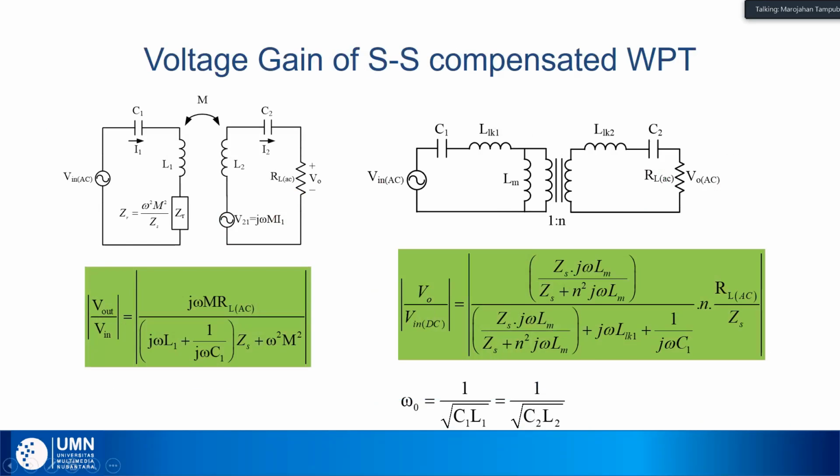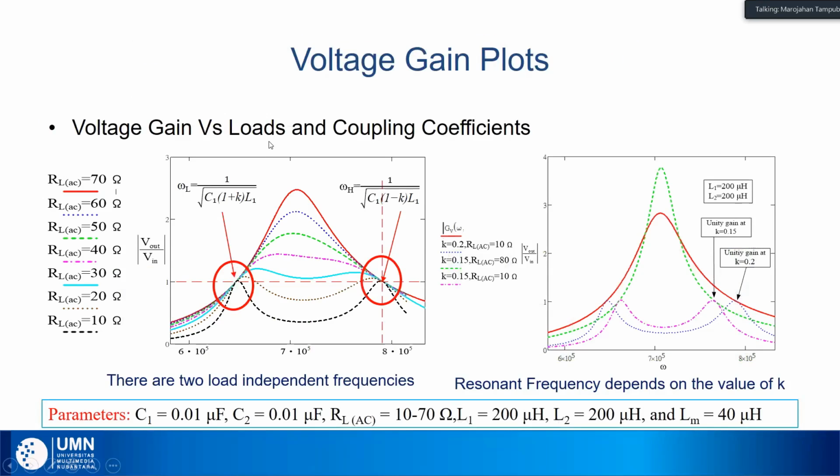Usually, when we do the design of WPT, we need to check the voltage gain of the circuit. So that's why the next one is we plot these equations here, and then we can see the relationship between the voltage gain and also the load and coupling coefficients. As we can see here, when we plot the equations with different loads, the load varies here from 10 ohm to 70 ohms.